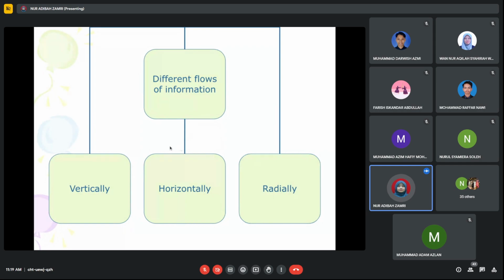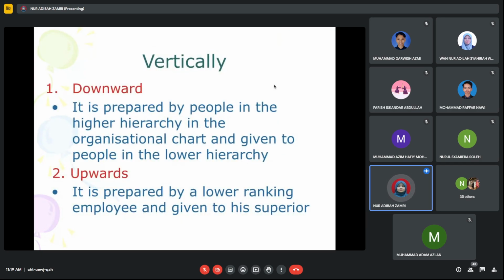Okay, so these are the three different flows of information. It can be vertically, horizontally, and also radially. All right, so let's look at vertically first. It can be downward or upward. Downward basically is prepared by people in the higher hierarchy in the organizational chart and given to people in the lower hierarchy. For example, from boss to subordinate.